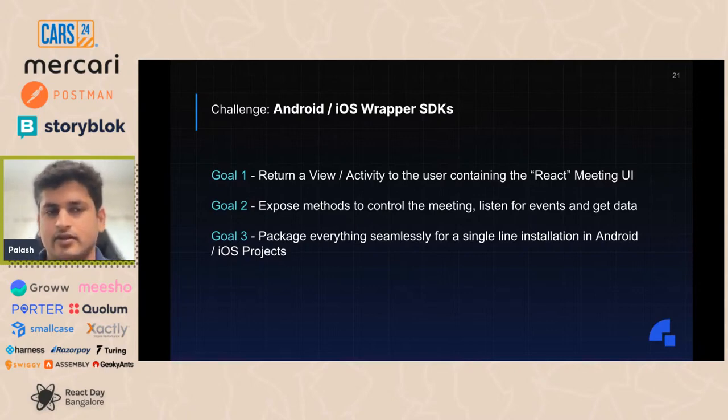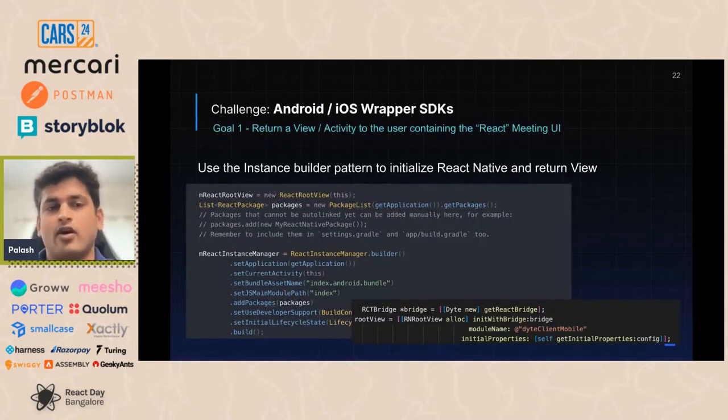So for these 3 goals, for goal 1, where we want to return a React meeting UI, what we do is, if you have installed React Native, if you have bootstrapped your React, there are basically 2 ways to initialize React Native if you go on their official docs. One is for a fresh project, and the second approach is for an existing app, how to integrate React Native in your existing app. So using that pattern of initializing React Native, you can basically get a view that contains the entire React Native meeting UI and return it back to the user.